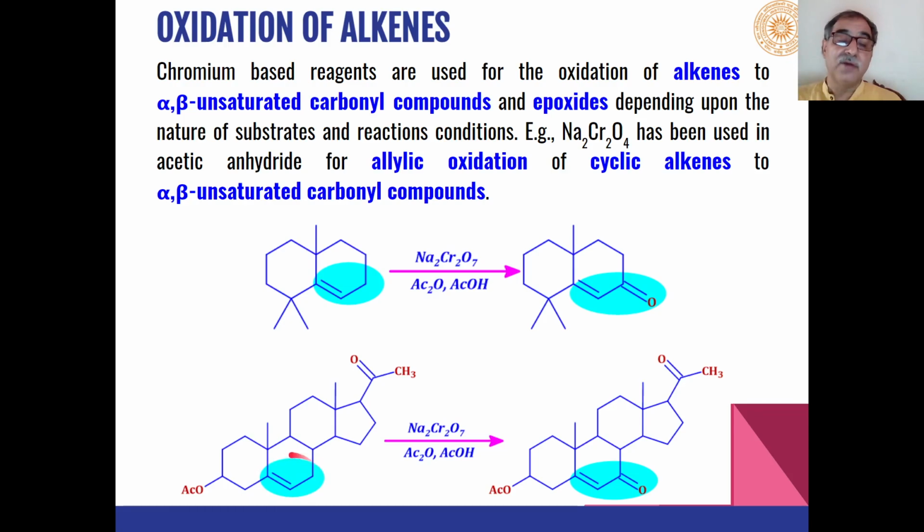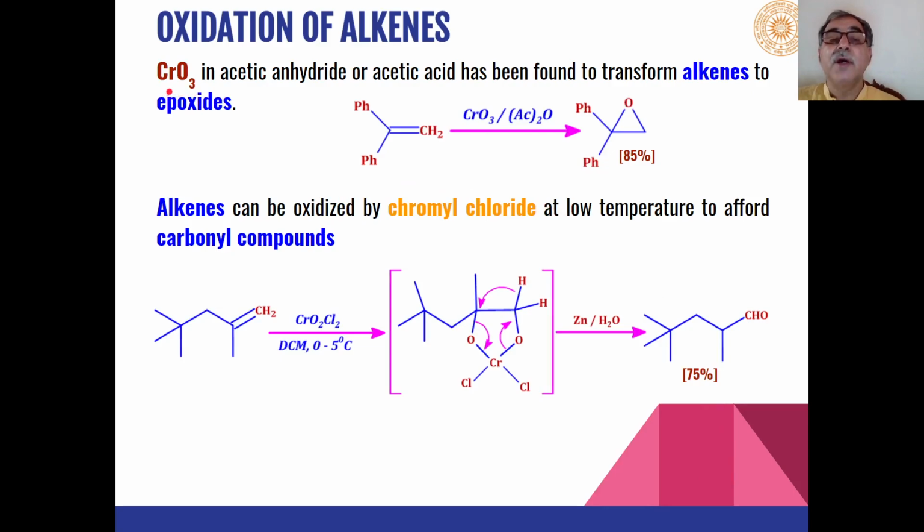Similarly, in this steroid, which has a carbon-carbon double bond, an ester group, and a keto group, the ester group and keto group are not affected by the sodium dichromate oxidant. Only the carbon-carbon double bond is oxidized to an alpha beta unsaturated ketone as the product. So again, this is a selective reagent for oxidation of alkenes to alpha beta unsaturated carbonyl compounds. Similarly, when chromic anhydride in acetic anhydride is used, the carbon-carbon double bond is oxidized to epoxides as the product. Then another chromium reagent which is very important is chromyl chloride.